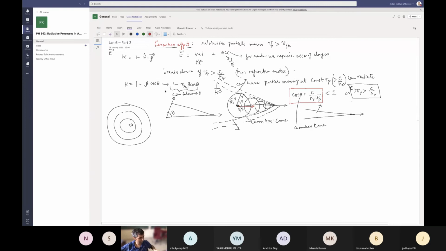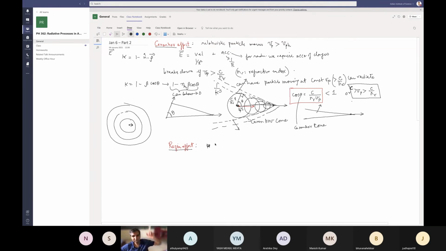And the last thing is something called the Resin effect. This is another effect that happens in high energy particles moving through a medium. It's actually related to this kappa. So first let me tell you what the effect is.